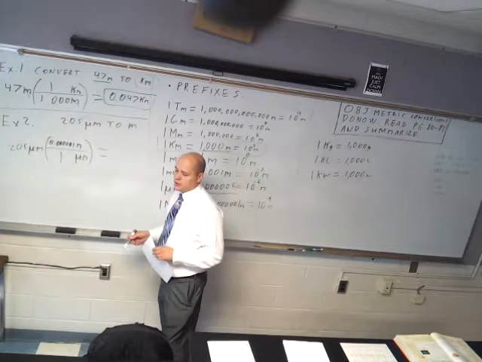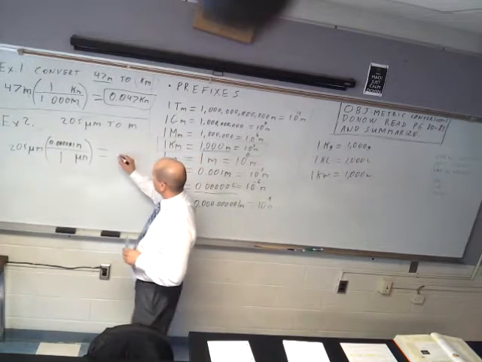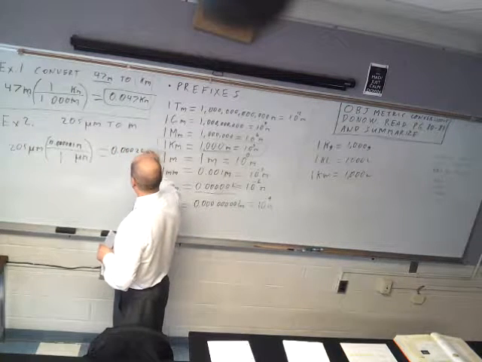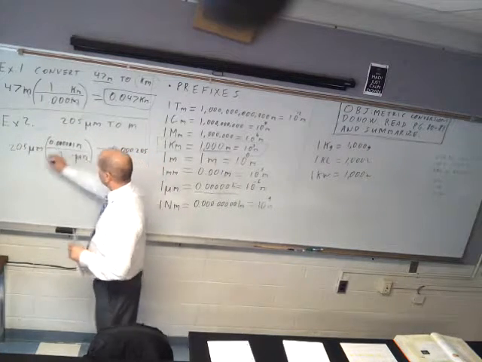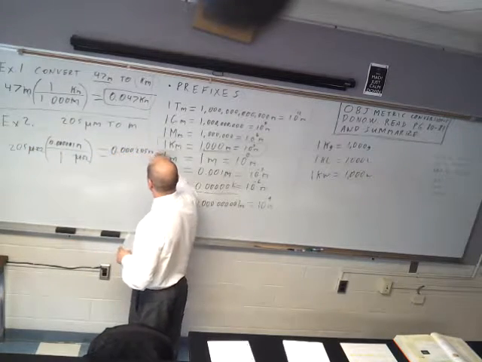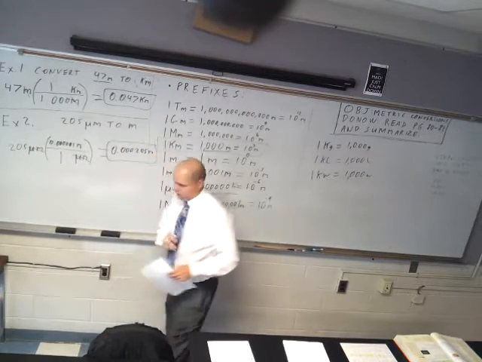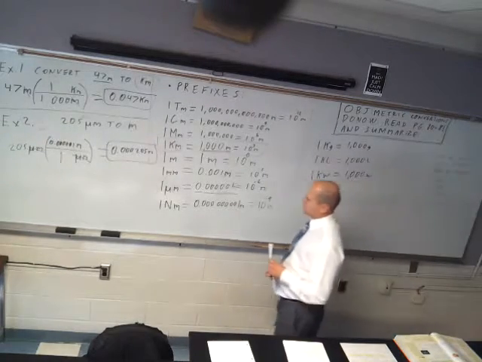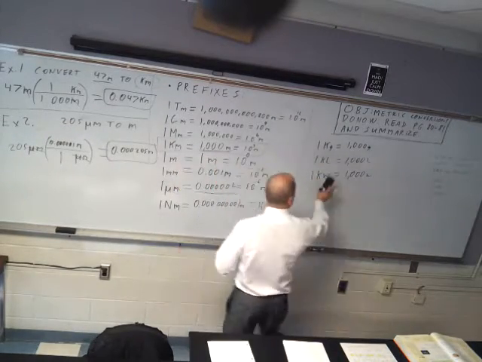You could do this without a calculator, right? Yes, and zeros on. All right, so 0.000205. And don't forget your units. Micrometers cancels, so this is in meters. All right, let's do another one.